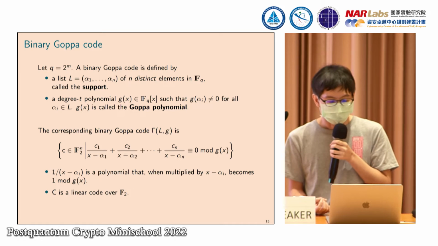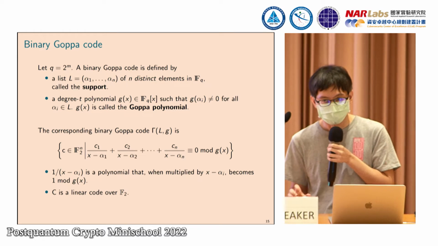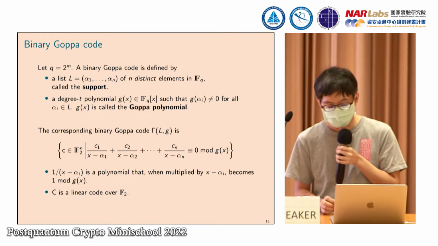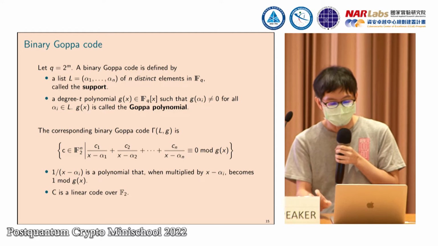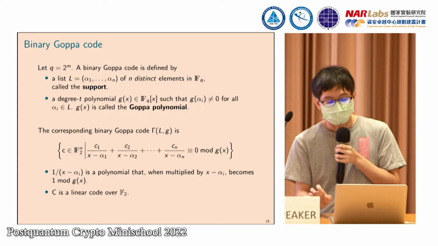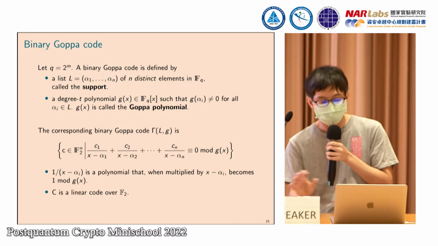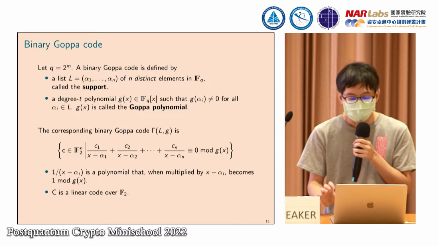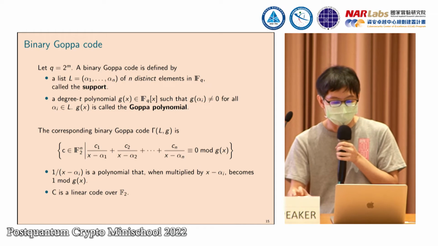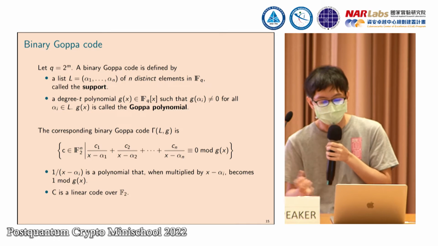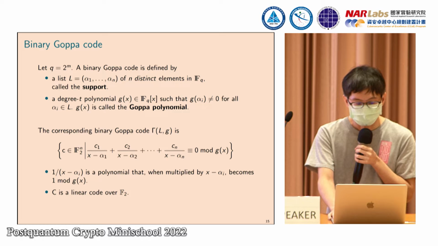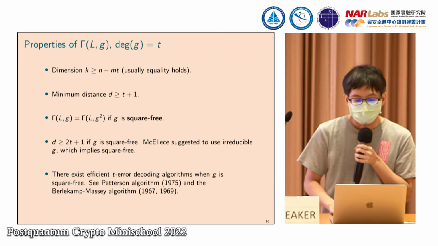Okay, and if you really understand this definition, you should be able to convince yourself that this set C is actually a linear code over GF(2). So please be careful: although we have the field GF(2^m), GF(q), this code is going to be just over GF(2).